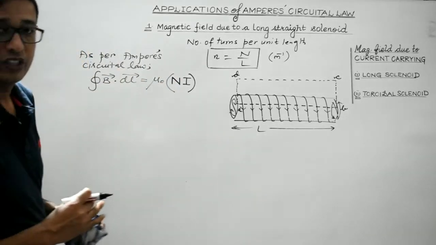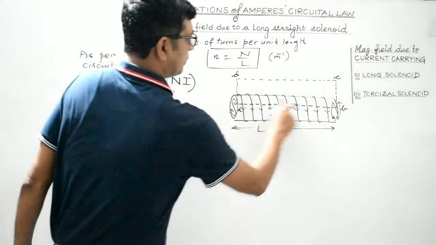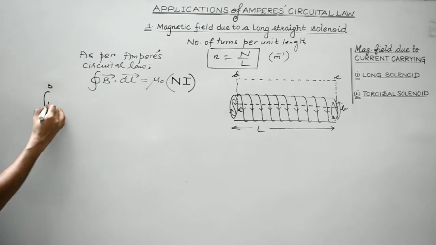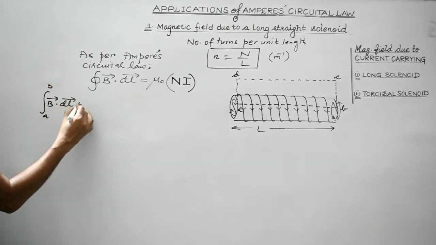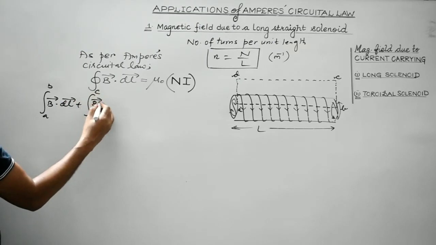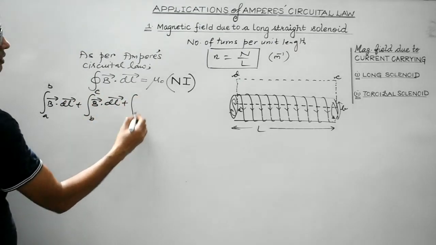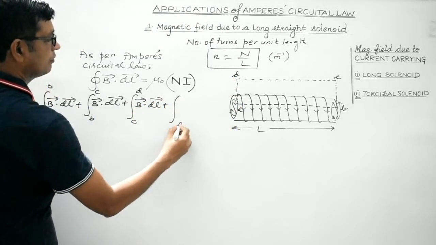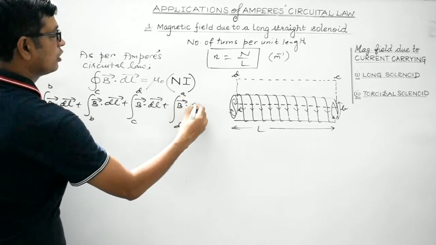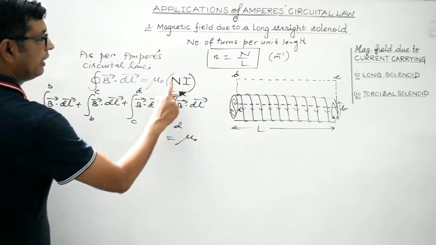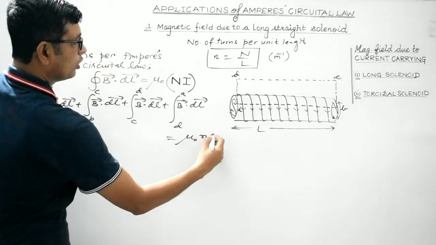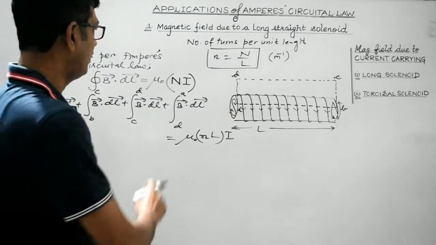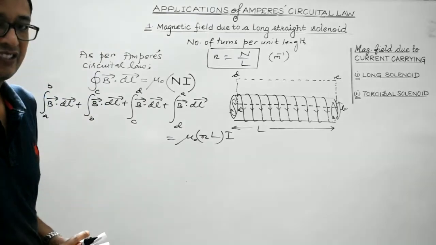So let's evaluate it. This is a closed line integral, isn't it? It can be split into 4 parts: A to B, B vector dot dl vector, plus B to C, B vector dot dl vector, plus C to D, B vector dot dl vector, plus D to A. This will complete the loop, and it is equal to mu naught Ni. Capital N may be written as small n into L into i. It's clear, students? Simply I have expanded this into 4 integrals, right?